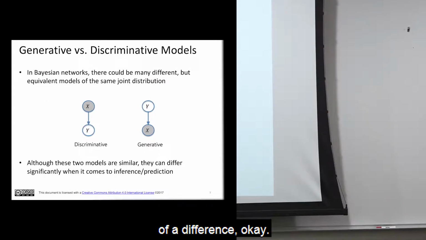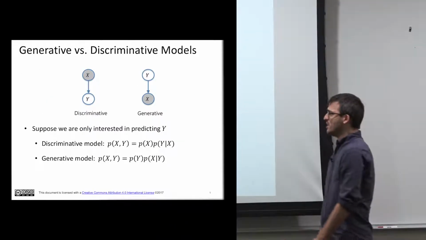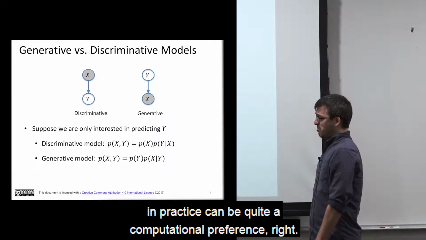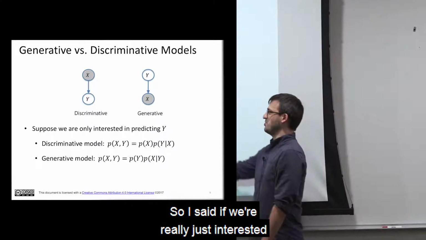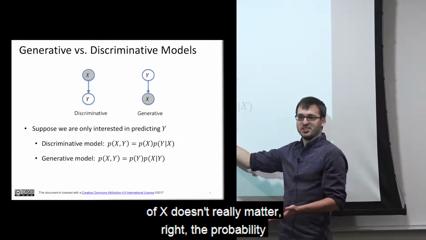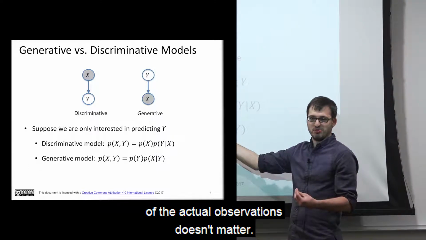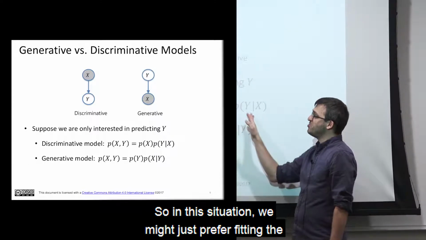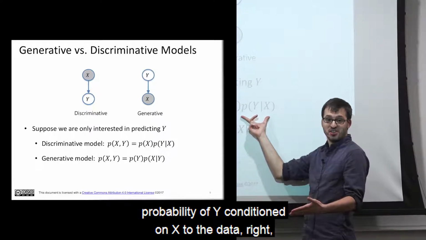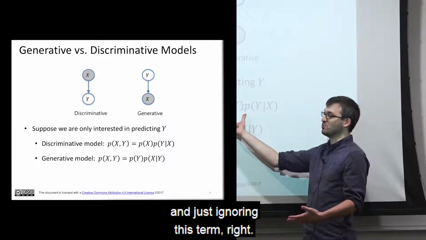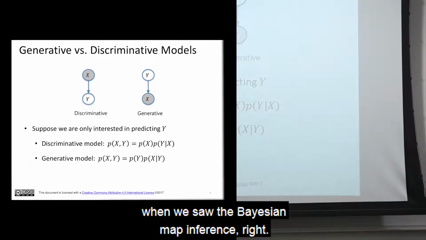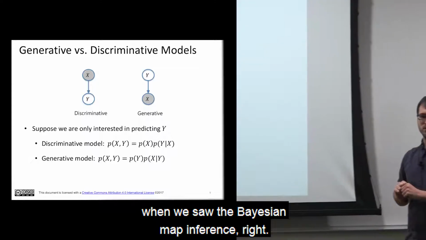Okay. So which one of these we prefer in practice can be quite a computational preference. Like I said, if we're really just interested in predicting y, then the probability of x doesn't really matter. This is the probability of the actual observations, and it doesn't matter. So in this situation, we might just prefer fitting the probability of y conditioned on x to the data, and just ignoring this term. We saw something similar when we saw the Bayesian MAP inference rule.